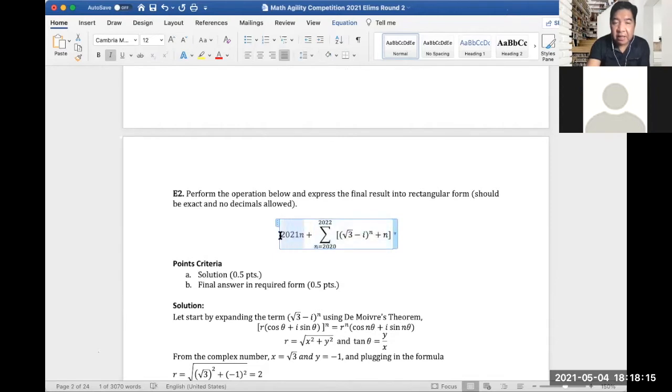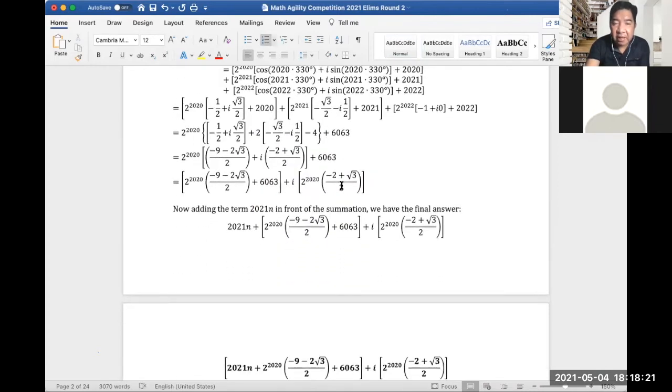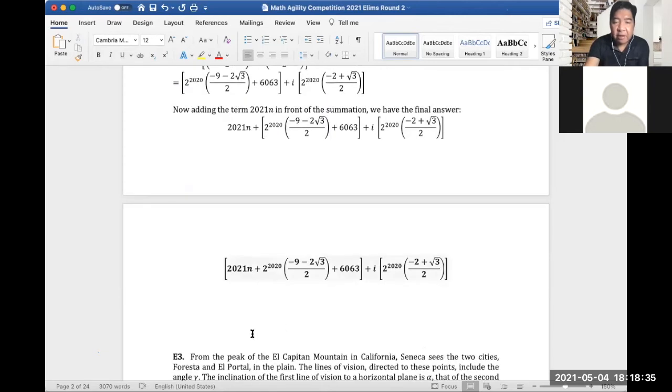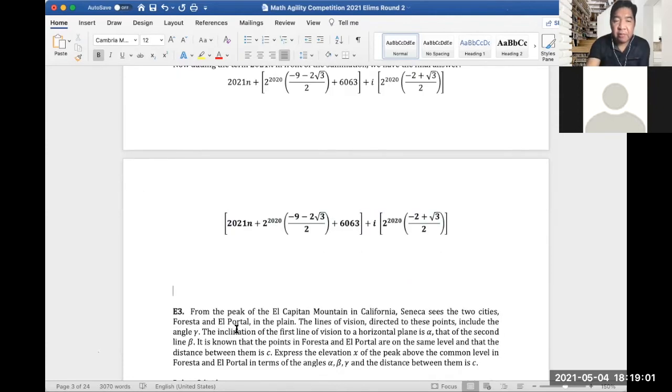Now we're going to add the first term, which is 2020n, right? So this means 2020n plus the answer in our last expression. So this means we just need to include 2020n to the real part of our complex number. So 2020n plus 6063 plus i times 2 to the 2020 quantity negative 2 plus square root of 3 divided by 2. So this would be your final answer. Maybe there are some variations. I think I saw some answers like that. So I would still give 1 point for that.